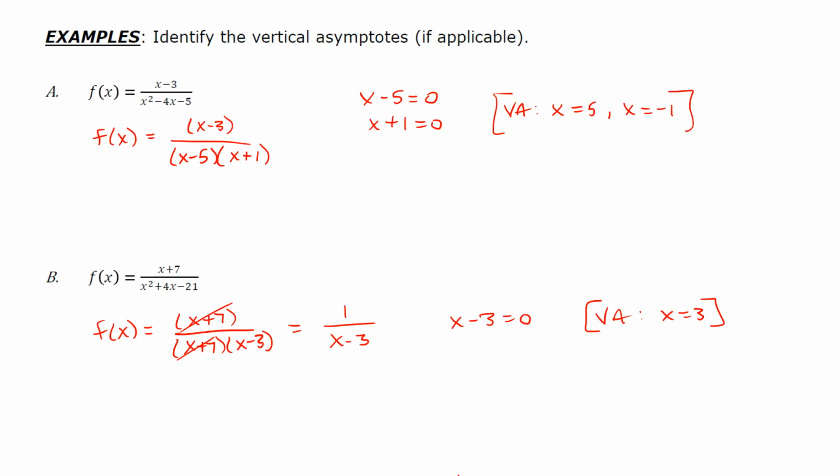Alrighty. C, f of x equals negative 8 over x squared plus 25. So this cannot be factored. So we would then take our denominator and set it equal to 0. So we get x squared equals negative 25. So x equals plus or minus the square root of negative 25. So x equals plus or minus 5i. So this is not a real value. So since the denominator has no real zeros, f of x then has no vertical asymptote.